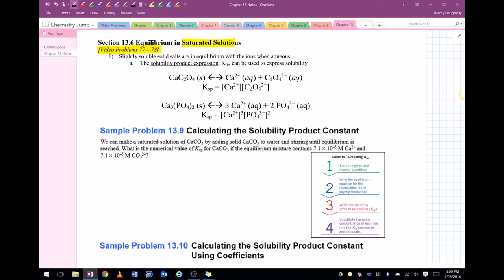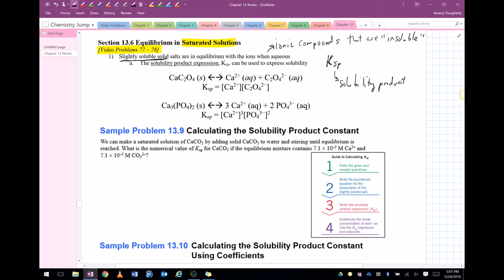All right, so what we're talking about here are slightly soluble salts. These are ionic compounds that our solubility chart says are insoluble. So this is a specific example of equilibrium, a special kind of equilibrium we call KSP, where SP stands for solubility product.